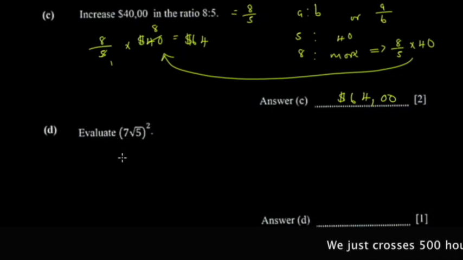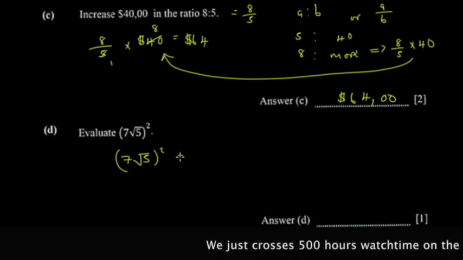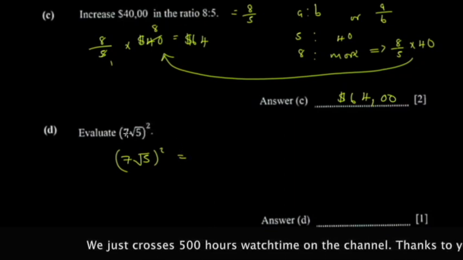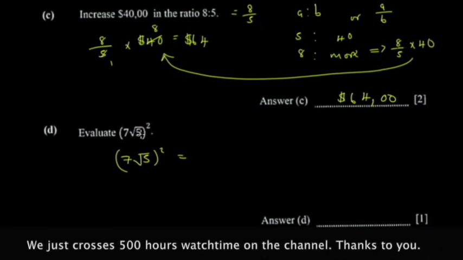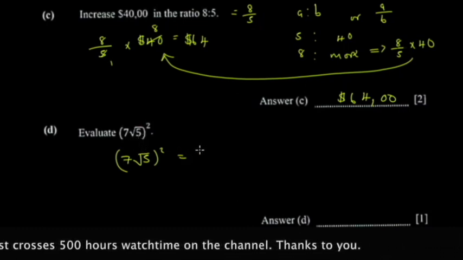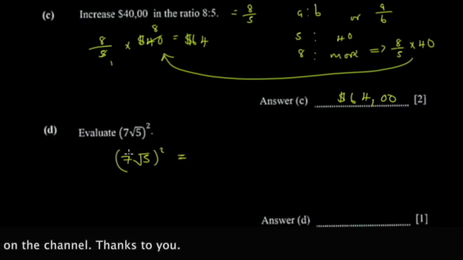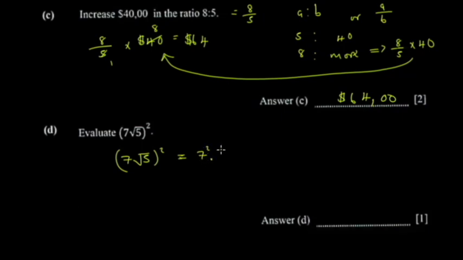You're asked to evaluate 7 root 5 to the power 2. So this square here applies to both the 7 inside and also the square root of 5 inside. So you're supposed to be mindful. And then they ask you to show all working as well. So just be careful. If these are multiplying, it means that it affects each and every multiplier here. So it would be 7 to the power 2 multiplied by root 5 to the power 2, like this.